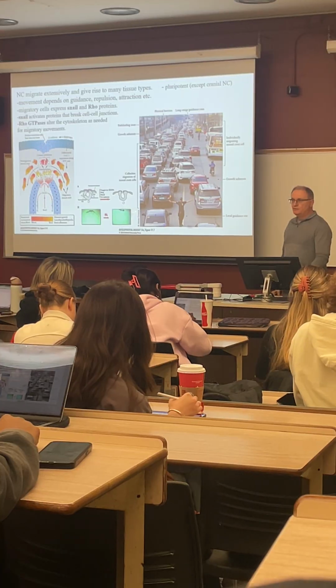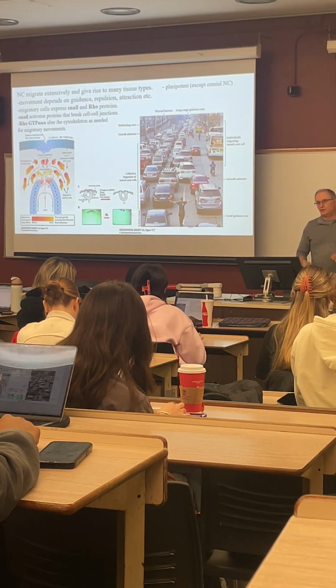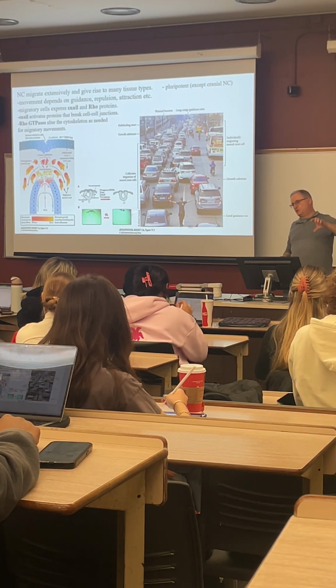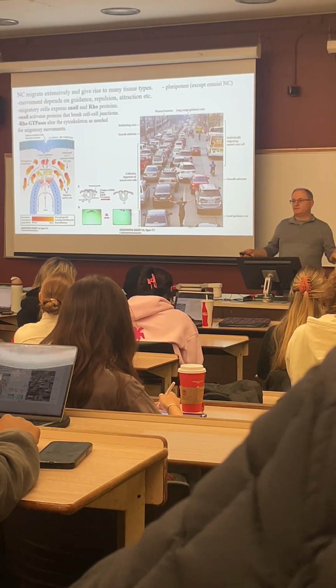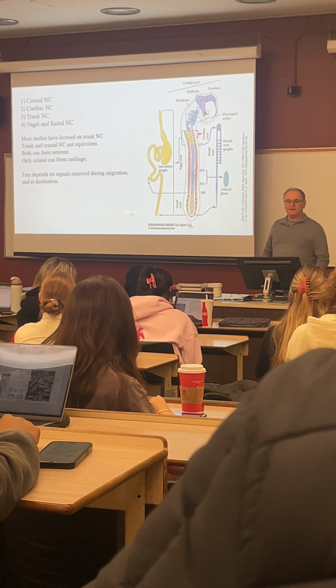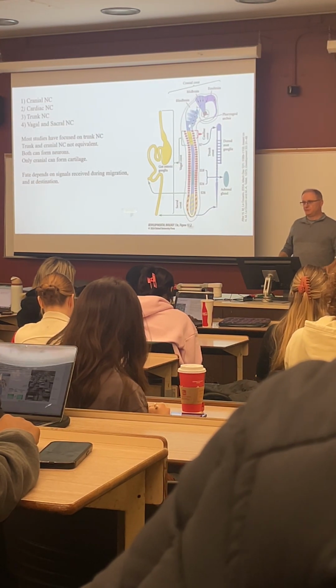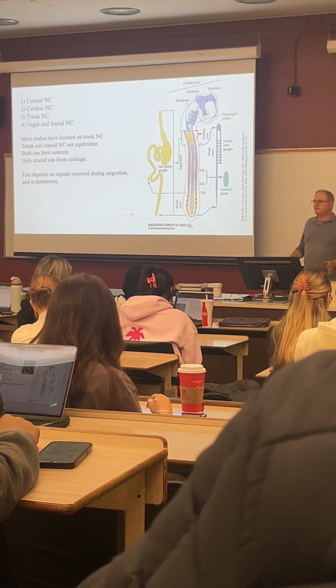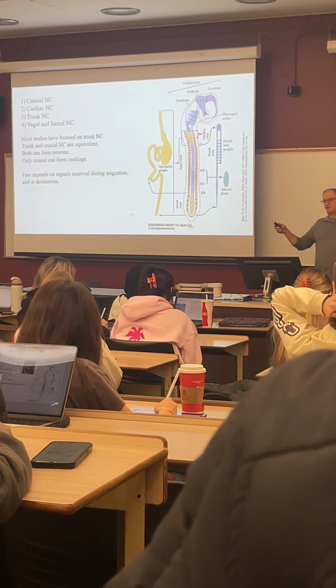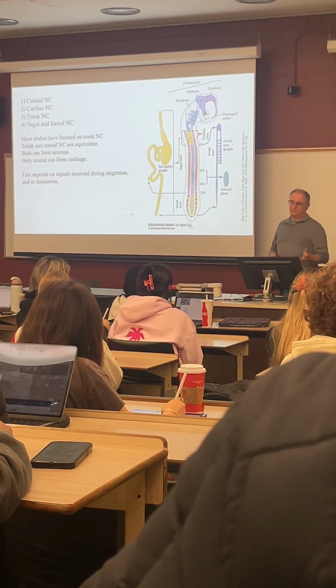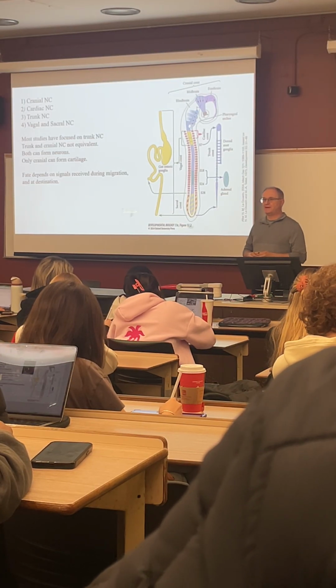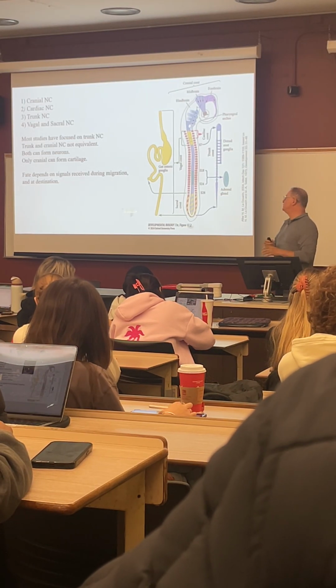Alright, so the neural crest originate as the neural tube closes. Okay, as the neural tube is closing. Things vary quite a little bit. So different animals do things slightly differently. In some animals, neural crest actually migrates before the neural tube closes. But in general, the neural crest migrates when the neural tube closes.